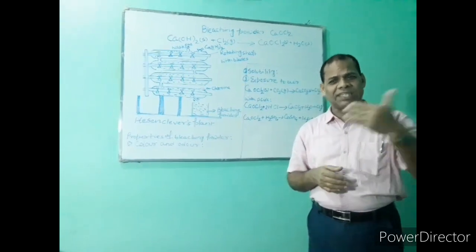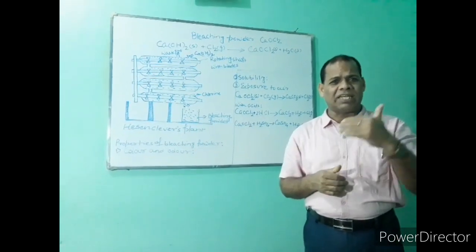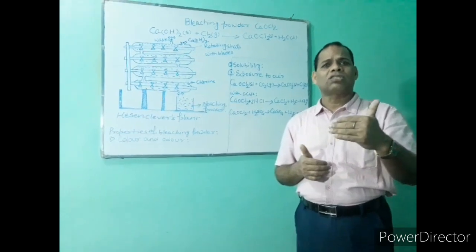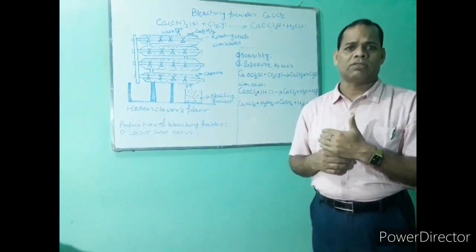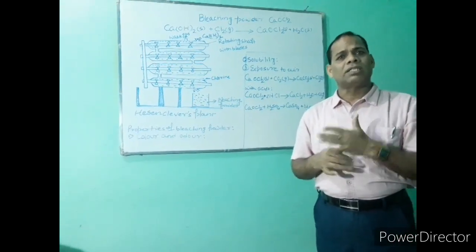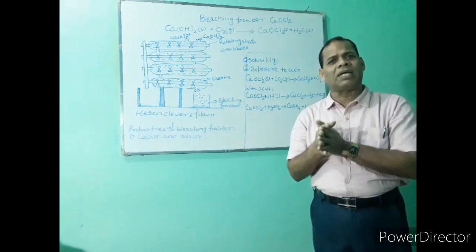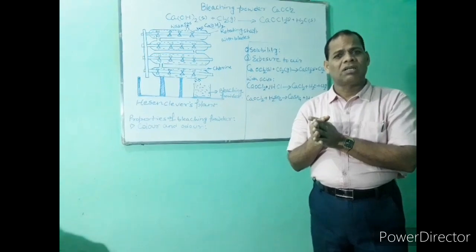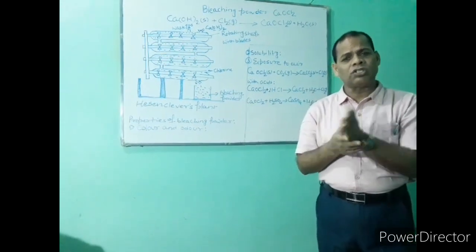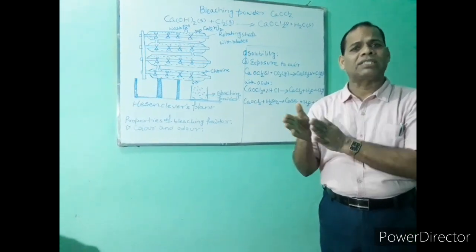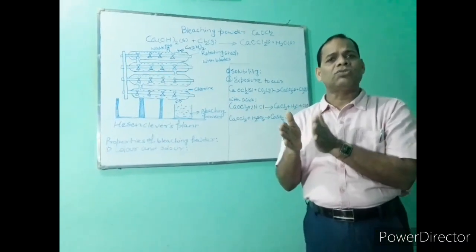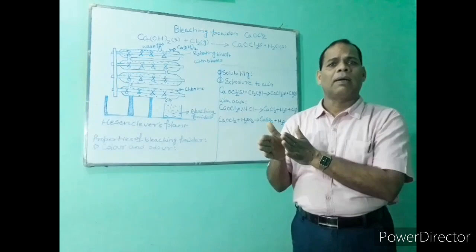In the textile industry, in the cotton industry, it is used to bleach cotton clothes. It is also used to prepare other compounds. It is also used as an oxidizing agent. So these are the uses of bleaching powder.